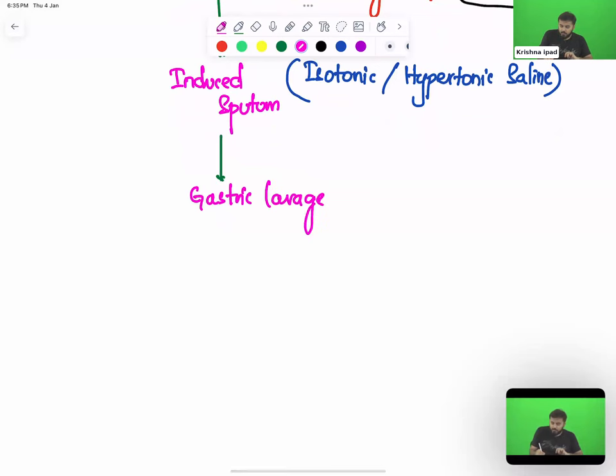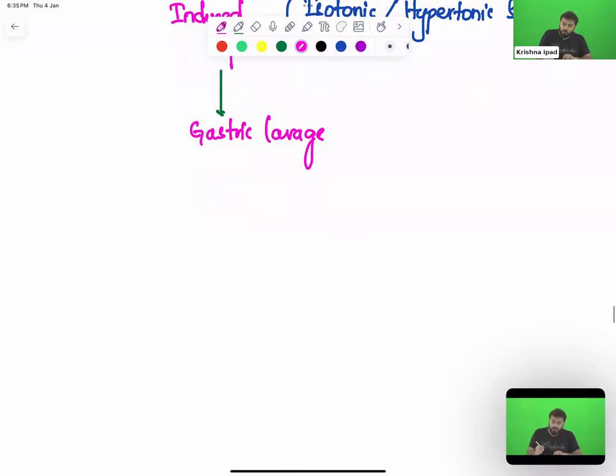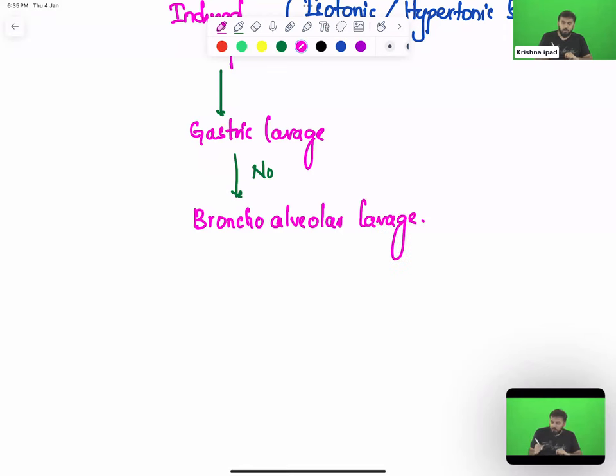Gastric lavage. Okay. If the patient is telling, no doctor, I don't want any gastric lavage to be done, it is regarding the lungs, why are you checking my stomach? If he is asking you like that, then the next important thing you need to do is bronchoalveolar lavage. Directly you put a tube into the bronchi and then you suck the secretions. Bronchoalveolar lavage. Okay.